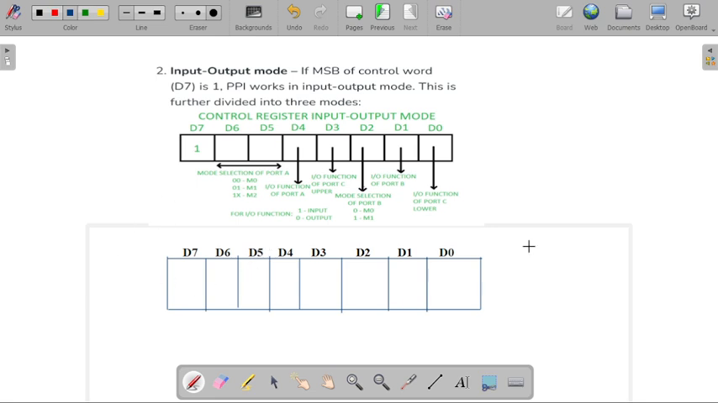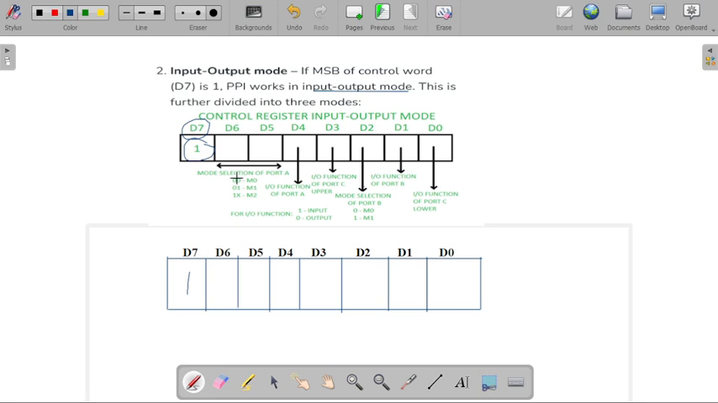So this is the block structure, that is called the control word format of the input-output mode of 8255 PPI. Here you can check the D7 bit is always set to 1 when your PPI is working in input-output mode. So I am writing here 1 for the D7 bit.